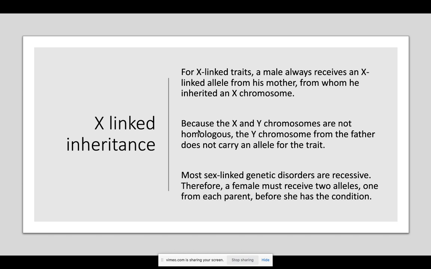So the text says, because the X and Y chromosomes are not homologous, the Y chromosome from the father does not carry an allele for the trait.